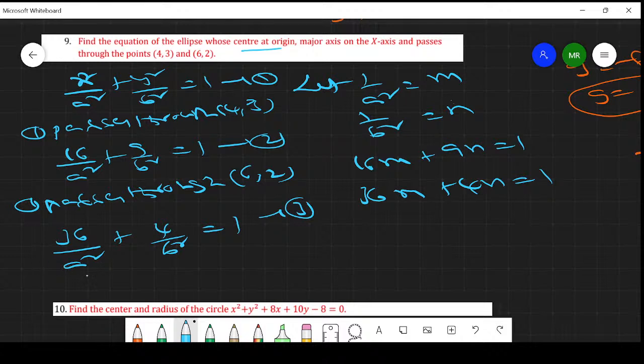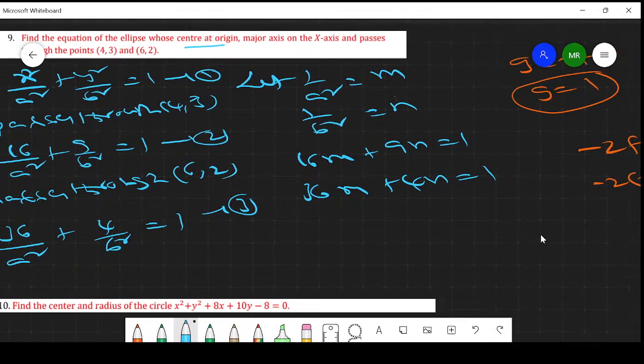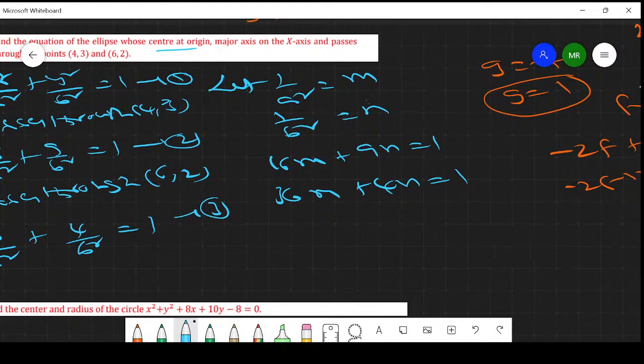So 1 by a square I have taken as m, 1 by b square is equal to n. Now we should simplify to find the values. Here this is important to solve simultaneous equations. If we multiply the first equation with 4 and you multiply the second equation with 9, I can eliminate the n value.